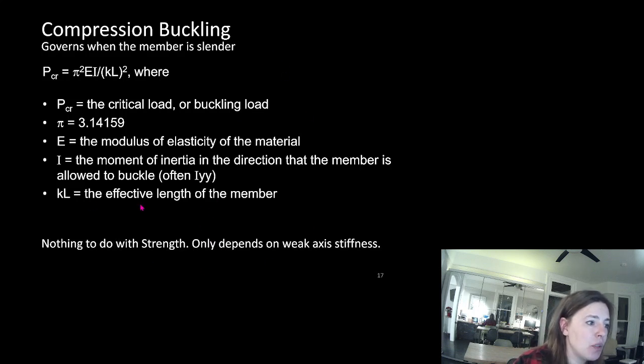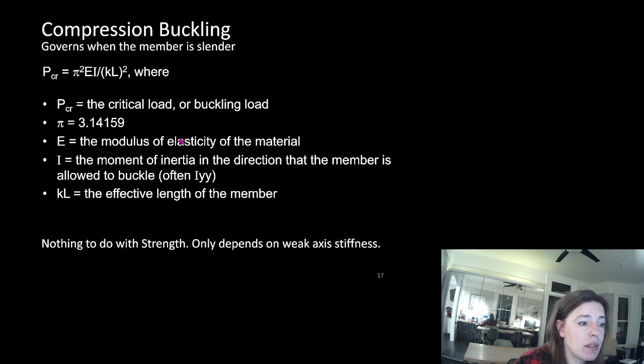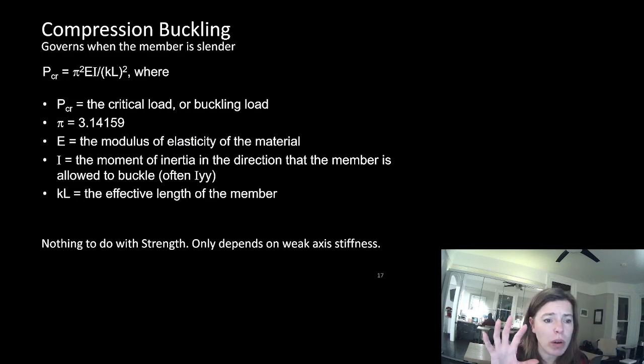This has nothing to do with strength. Fy or Fu is nowhere in this. It only depends on the weak axis stiffness of this element. So this is all about stiffness. The first part, or the thing we looked at here, was all about strength. So there seems to be two things. When it's short, it seems to be all about strength. And when it's tall, it's all about stiffness.